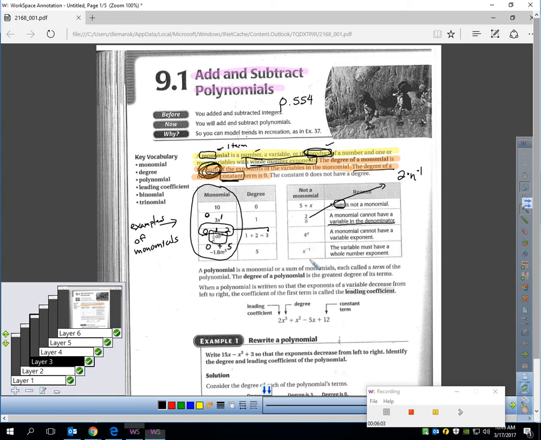And x to the negative first power, of course, can't be a monomial for the same reason as I had up here. We can't have negative exponents. So hopefully what I just went through here is clear on what a monomial is. We have to know that, and we have to know the degree of a monomial before we can move on.